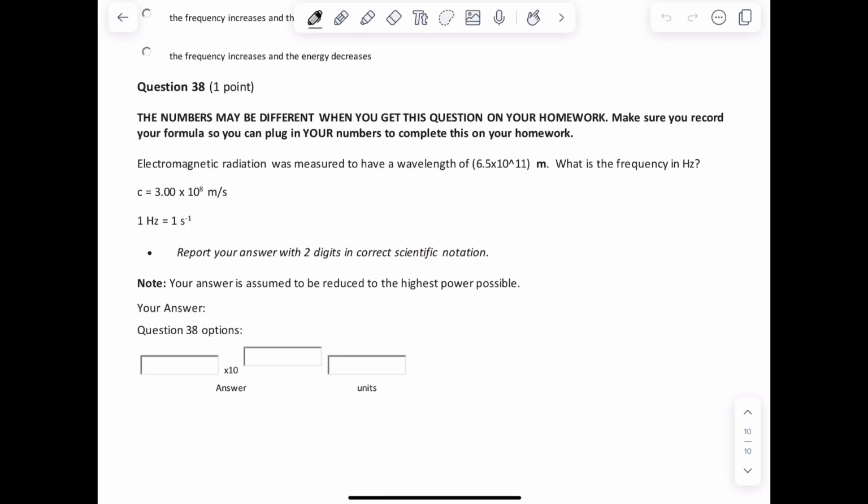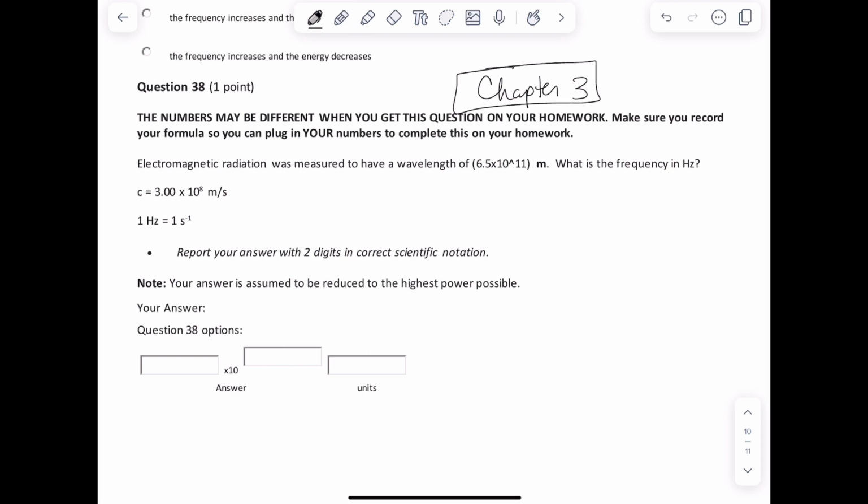I want to walk through a problem on your Chapter 3 homework. This is Chapter 3. Please note that your numbers will be different when you get the question on your homework, and if you pull it up a second time, they're also going to be different again. This is so that you get the practice of working through this problem. But if you've got the formula and you've got it set up, then it's just a matter of plugging the numbers in.